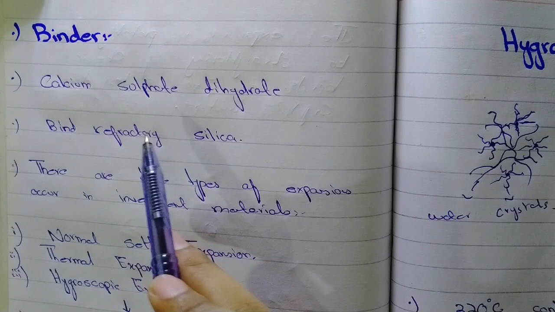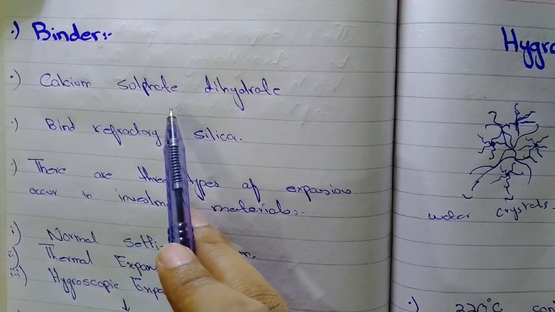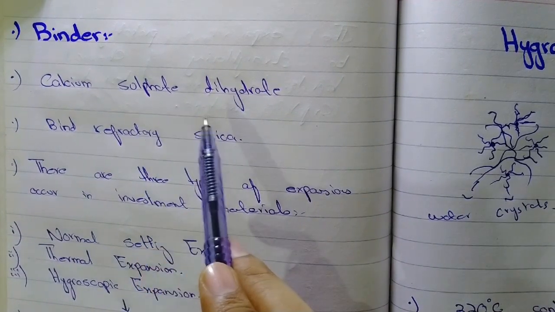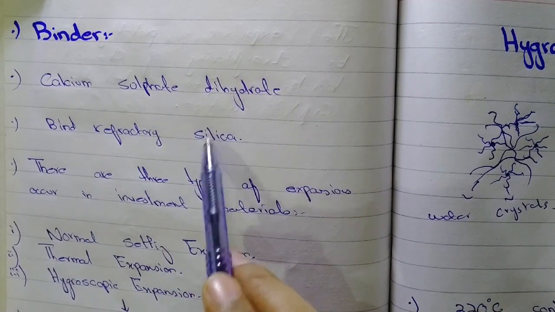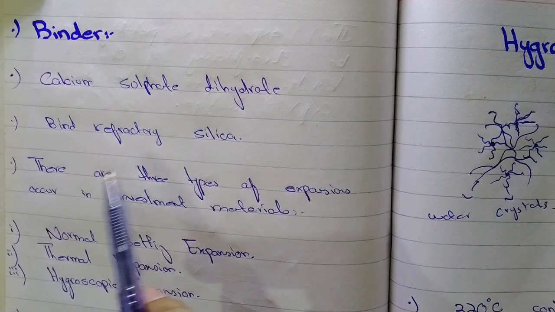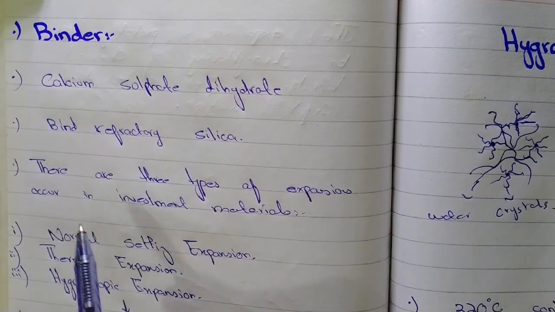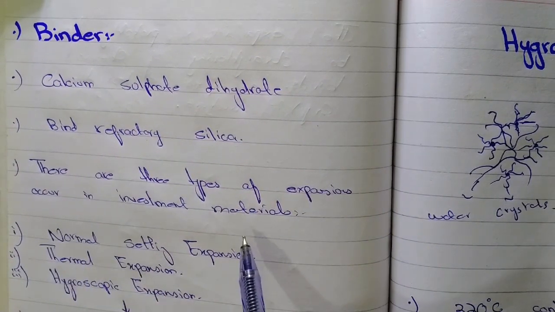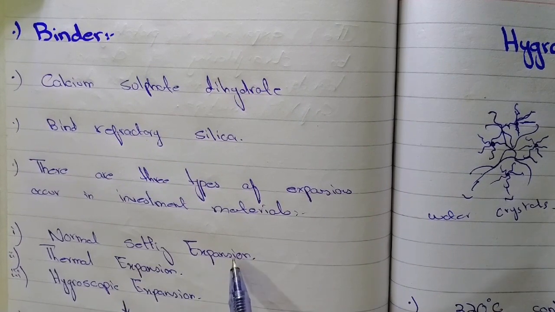Now the binder. The binder in gypsum bonded investment material is calcium sulfate dihydrate. Calcium sulfate dihydrate binds the refractory silica together. So there are three types of expansion that occur in investment materials: normal setting expansion, thermal expansion, and hygroscopic expansion.